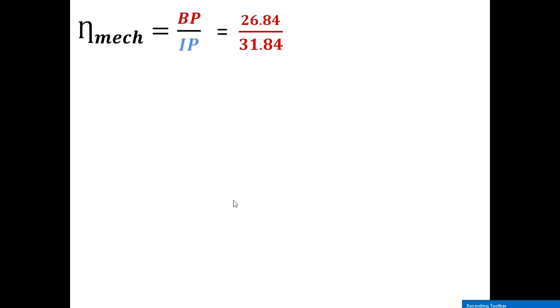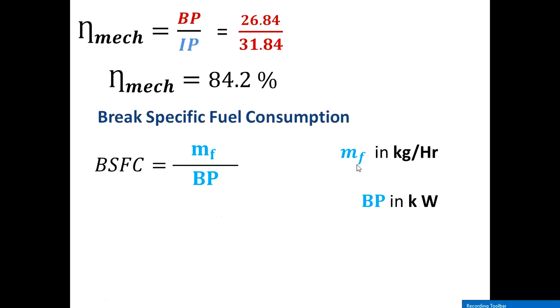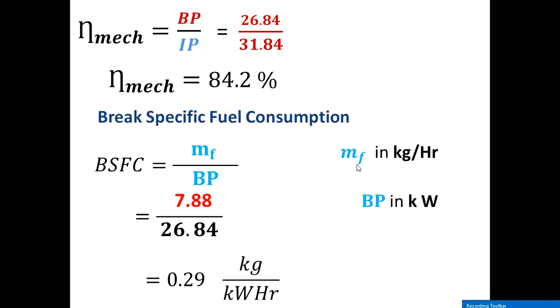Next, BP by IP is mechanical efficiency, and then brake specific fuel consumption. Again I will explain that the brake specific fuel consumption is the mass of fuel consumed to develop unit kilowatt brake power in 1 hour. Therefore, this will be kg per hour divided by kilowatt, so the total unit is kg per kilowatt hour. It is MF by CV, which you can calculate: 0.29 kg per kilowatt hour.